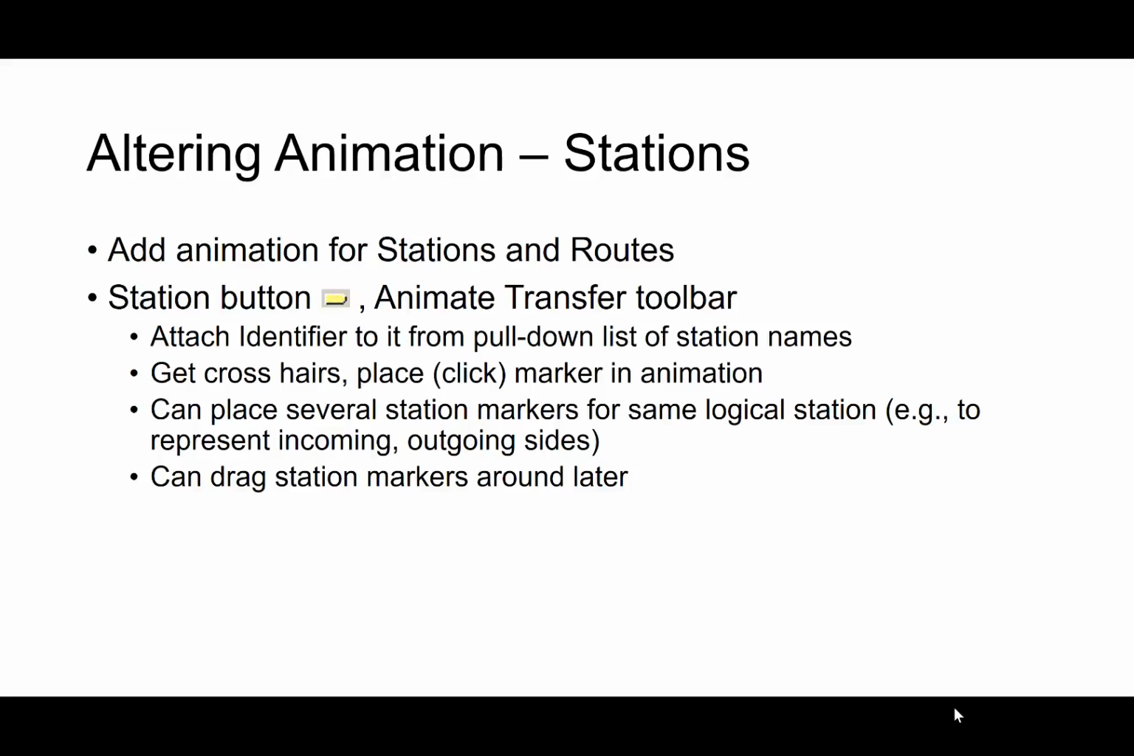So altering the animation for stations, you'll add animations for the stations and routes using the station button and animate transfer toolbar. Attach the identifier to it from the pull-down list of station names. Get crosshairs, place and click a marker on the animation, and then you can place several station markers for the same logical station. So you can represent incoming and outgoing sides, for example, and you can drag the station markers around later if you want.